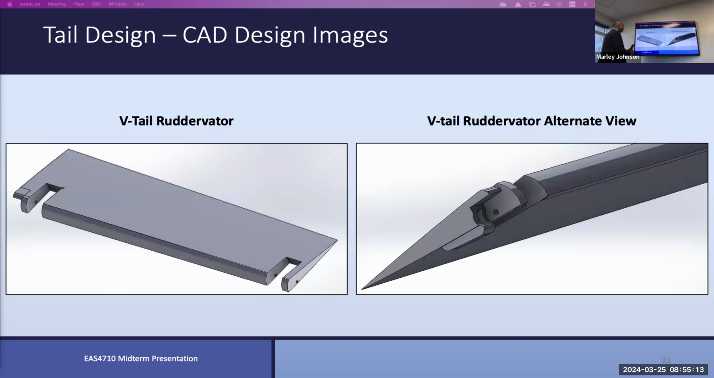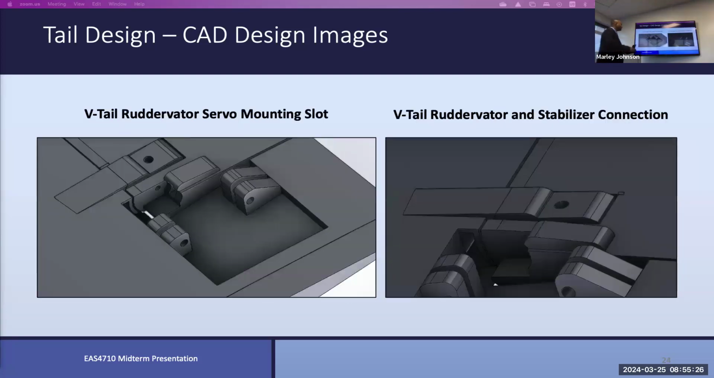This is just another view of the force. This allows us to have movement on the servo arm. And we have a more detailed view where we can see the servo and the interaction between the rudder as well.